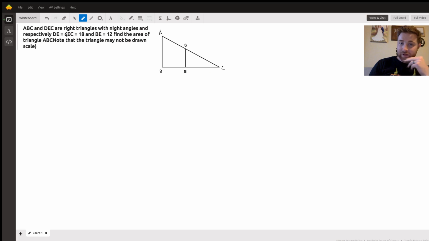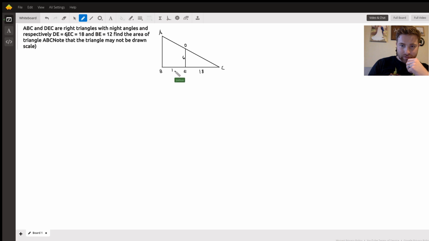Okay, so it looks like DE equals 6. So I'm going to put a 6 right here. EC is going to be 18. So that's going to be like that. And then BE is going to be 12.